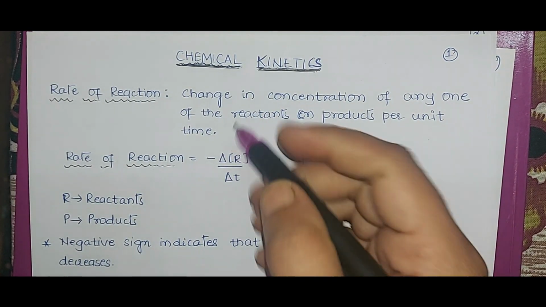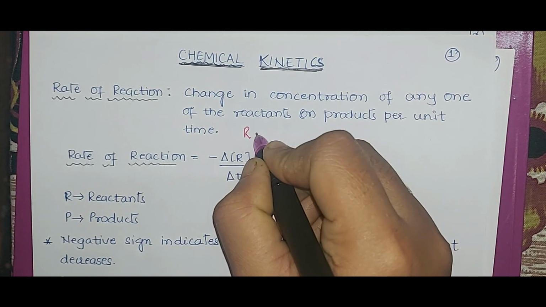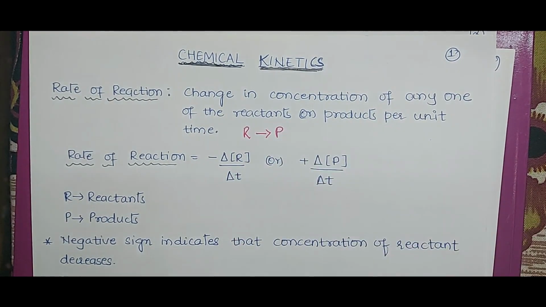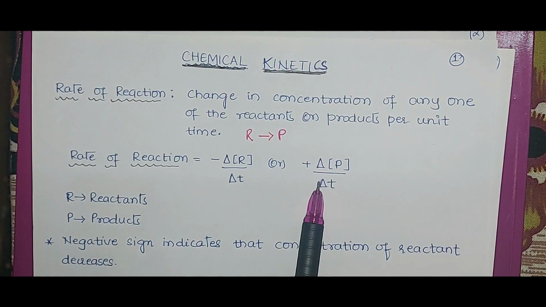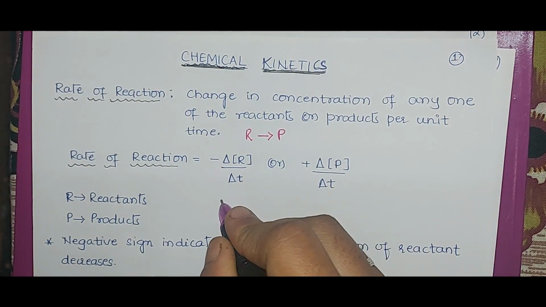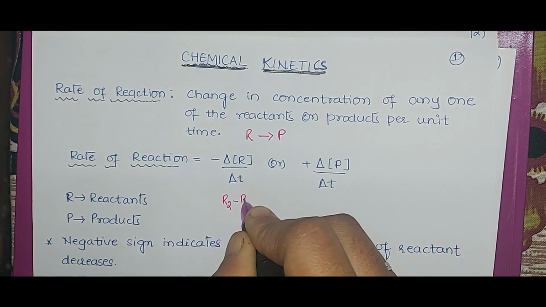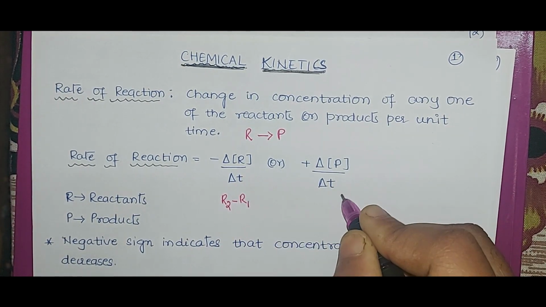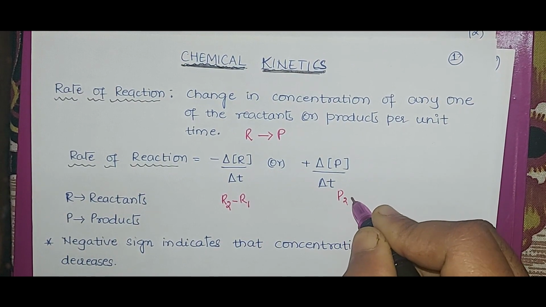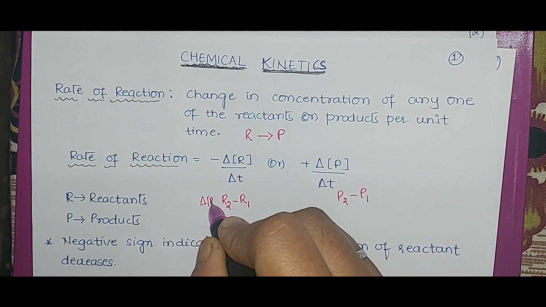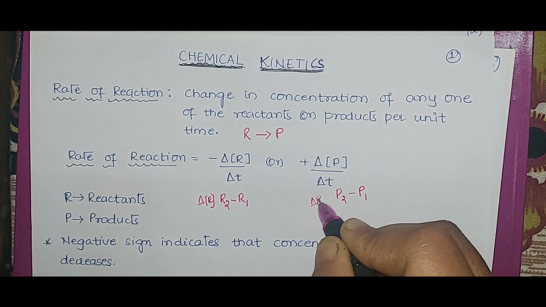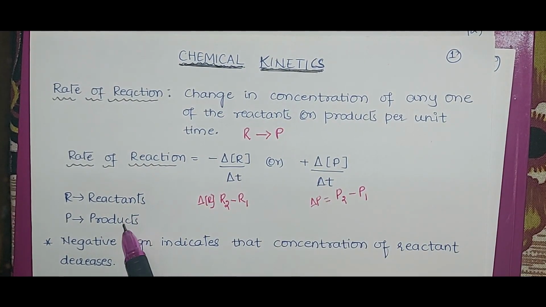rate of reaction. It can be considered that for a reactant R forming product P, rate of reaction is given as decrease in concentration of reactant with respect to time, or increase in concentration of product with respect to time. Increase or decrease, that is change in concentration. So delta R can be written as R2 minus R1 and delta P as P2 minus P1. So this R2 minus R1 is nothing but delta R, and similarly P2 minus P1 is nothing but delta P, that is change in concentration of reactant and product. R is reactant, P is product.